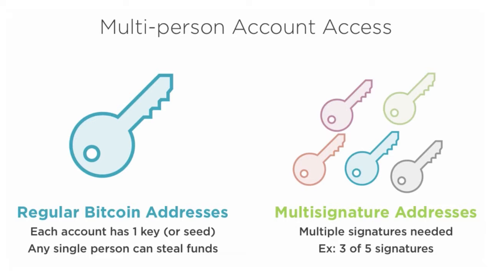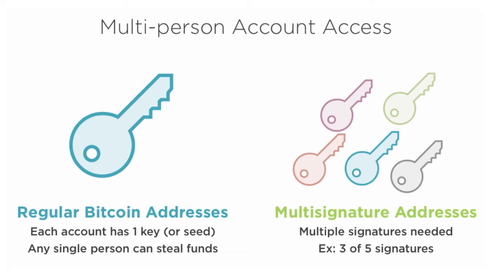So everyone loses their money. If you have a 5 of 5 account and one person loses their key, then yes, everyone loses all their money. Right, so presumably you could have 5 of these accounts and control all of it, and just be more secure.